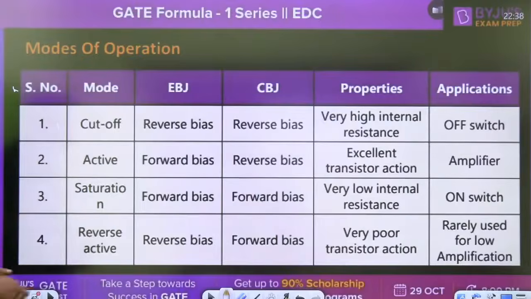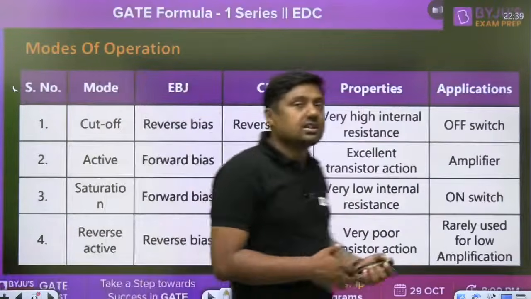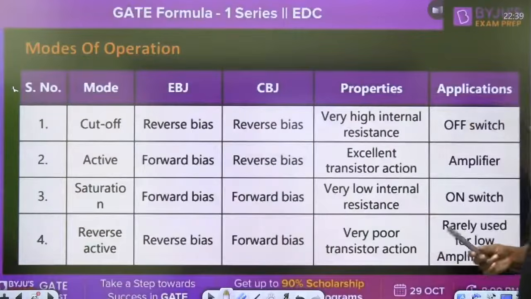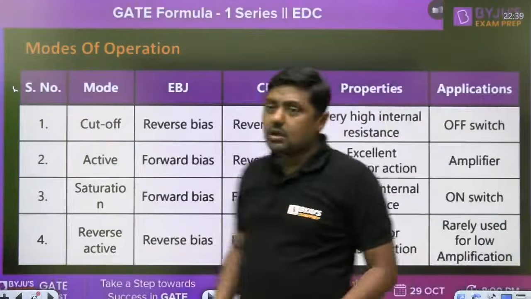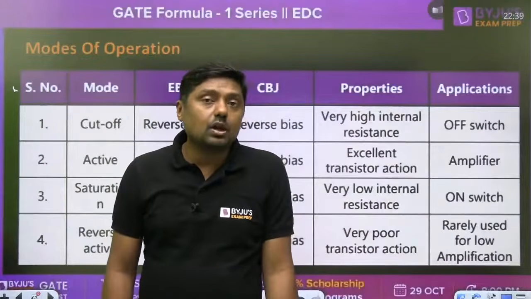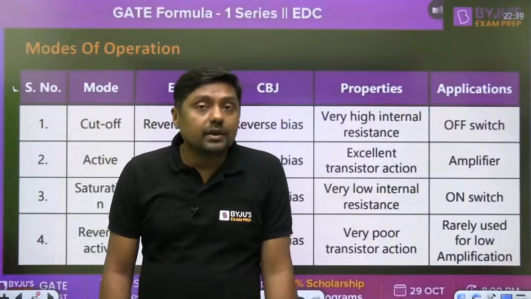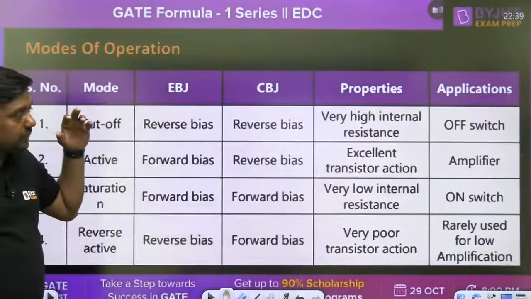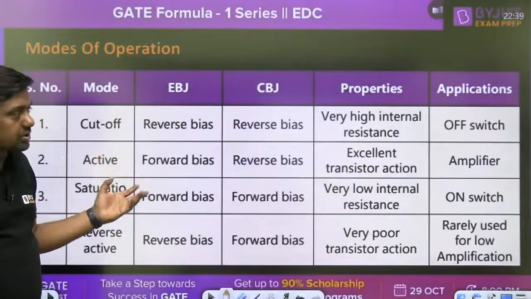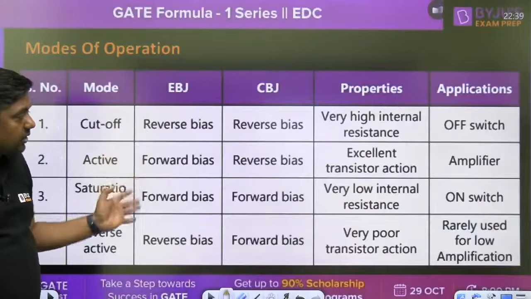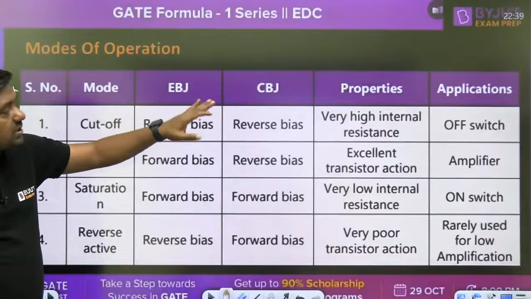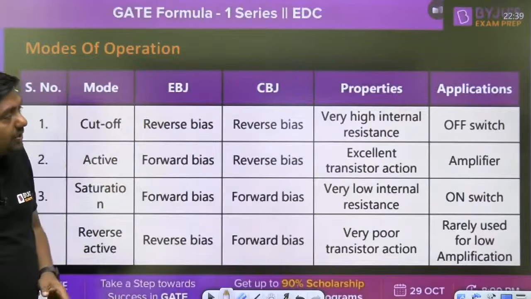In analog, I have already discussed the applications and properties of common emitter, common collector and common base. Why did I explain that in analog? Because some topics are common between analog and EDC. Without a basic idea about the properties, we can't solve the questions. So I have already given it, but you can go through it. What about the emitter base junction and collector base junction? What are the properties and applications?